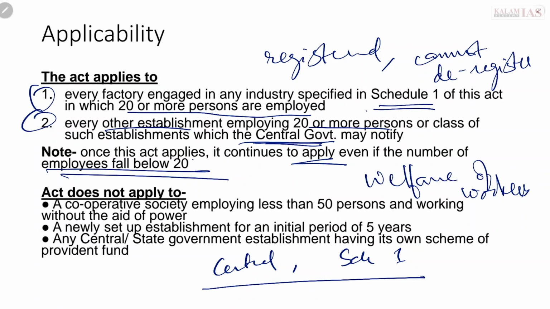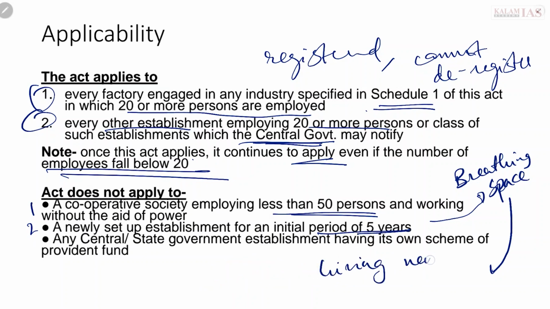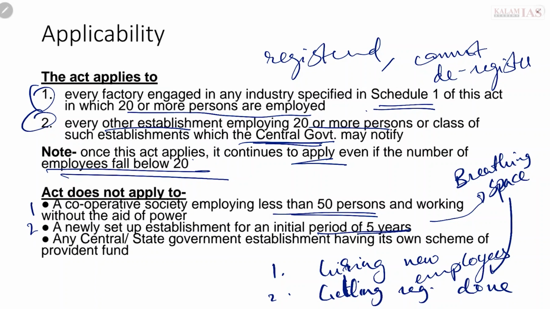All right. The act does not apply to, firstly, a cooperative society employing less than 50 persons and working without the aid of power. Secondly, a new setup establishment for an initial period of 5 years. Okay, this is to give breathing space to new industries because you are hiring new employees, getting all registrations done, etc. So, to give breathing space to new establishments, the Act does not apply for the initial period of 5 years.